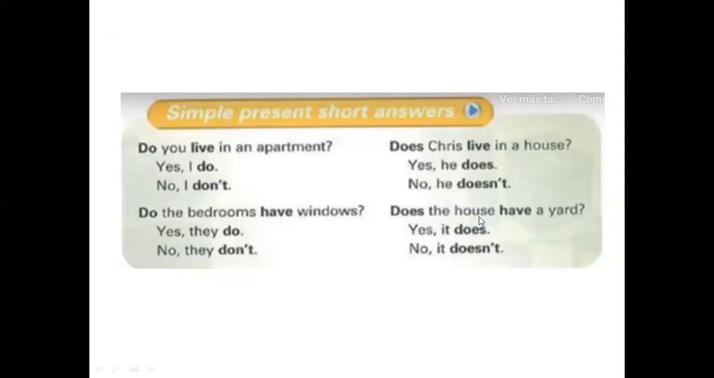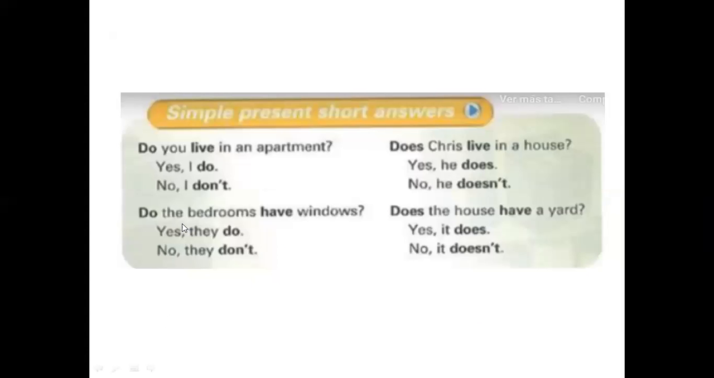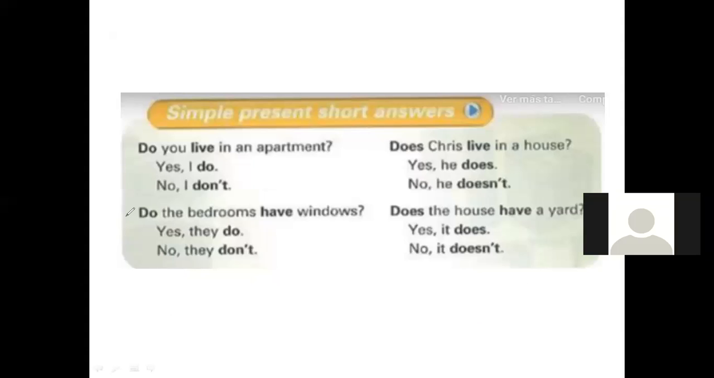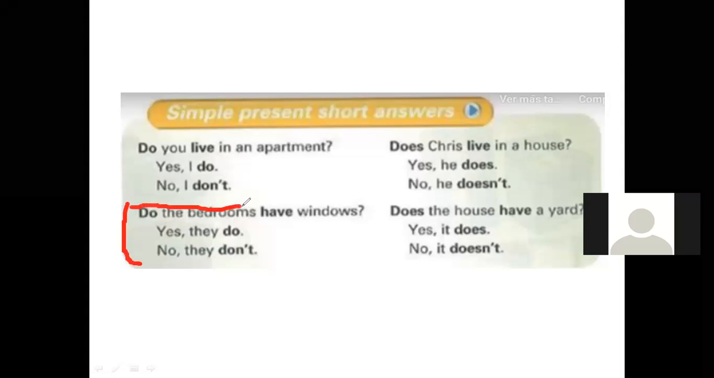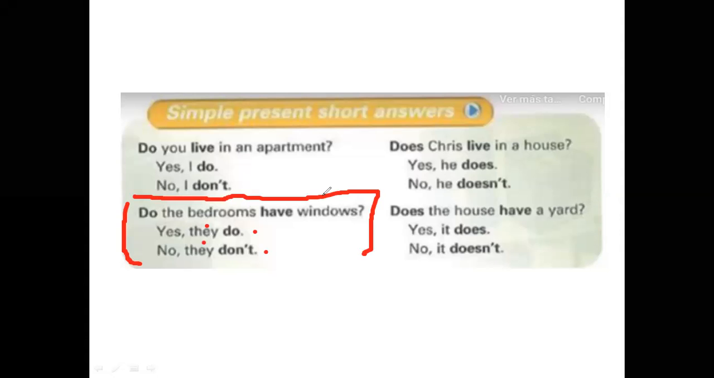Let's ask Christina to read this question. Can you read it, please? Do you live in an apartment? And I meant this one question. Can you read it, please? Do your bedrooms have windows? All right, do the bedrooms have windows? And look, yes, they do. No, they don't. Si se fijan, respondemos así, ¿verdad? Con el mismo sujeto. Do the bedrooms have windows? Yes, they do. No, they don't.